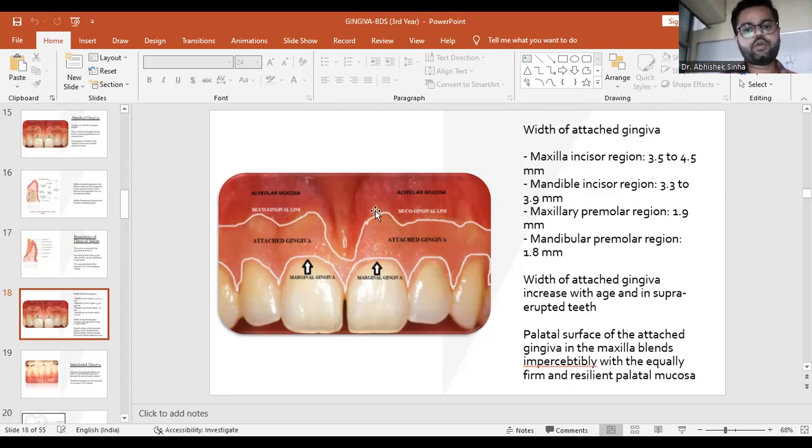In the facial aspect, you have alveolar mucosa. In the palatal aspect, you have palatal mucosa. But the difference here is that alveolar mucosa is loose, while palatal mucosa is very firmly bound. And attached gingiva and alveolar mucosa are tightly engaged with each other.